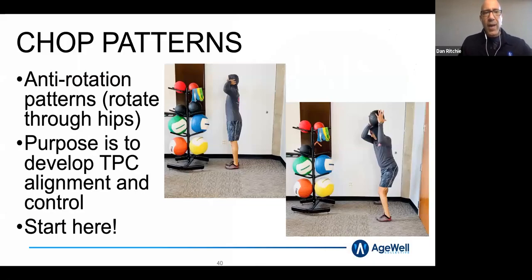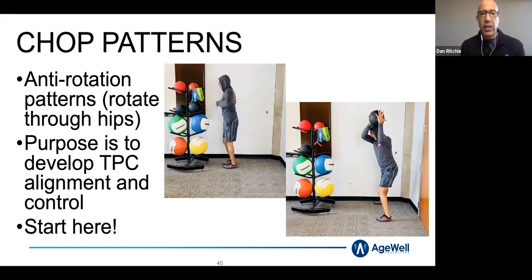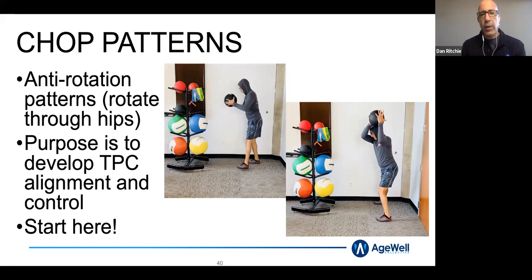So we love chop patterns. We use mostly anti-rotation. The purpose is to develop TPC, thoracopelvic cylinder alignment and control. This is where we always start with our clients. We start them with anti-rotation patterns, because if you can't control rotation, then you can't produce rotation. So you have to teach your client first how to control it. We'll use a chop pattern first, because when your client can't rotate or doesn't rotate well, you can start the process just by doing a simple medicine ball chop pattern.